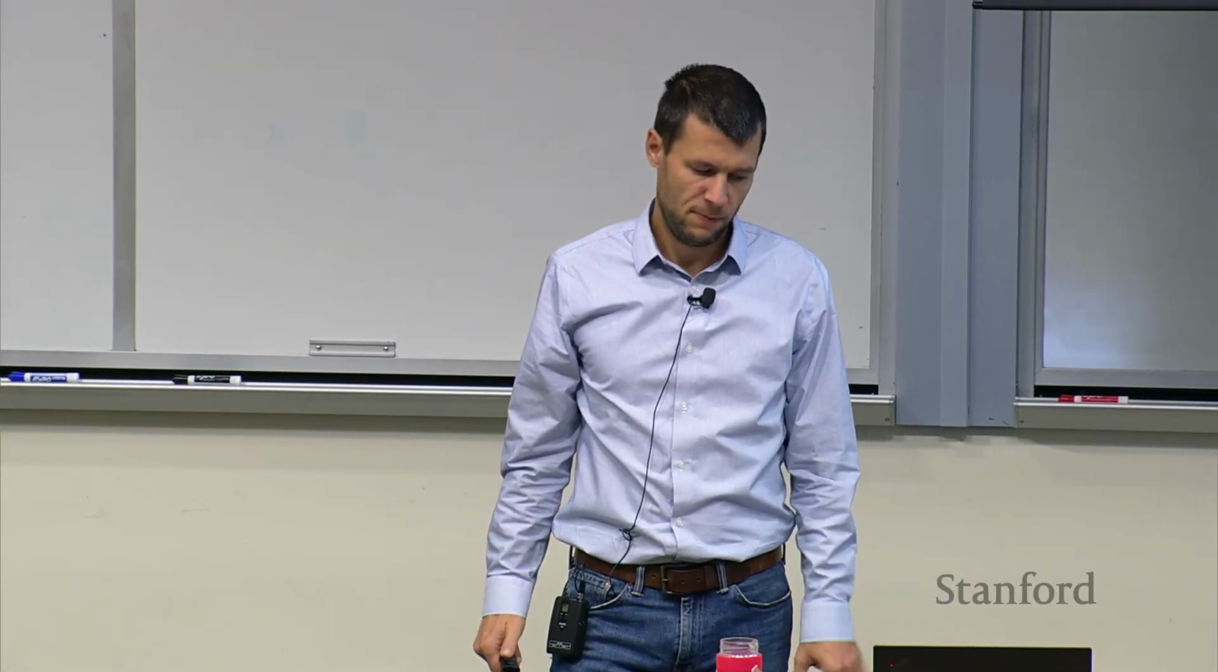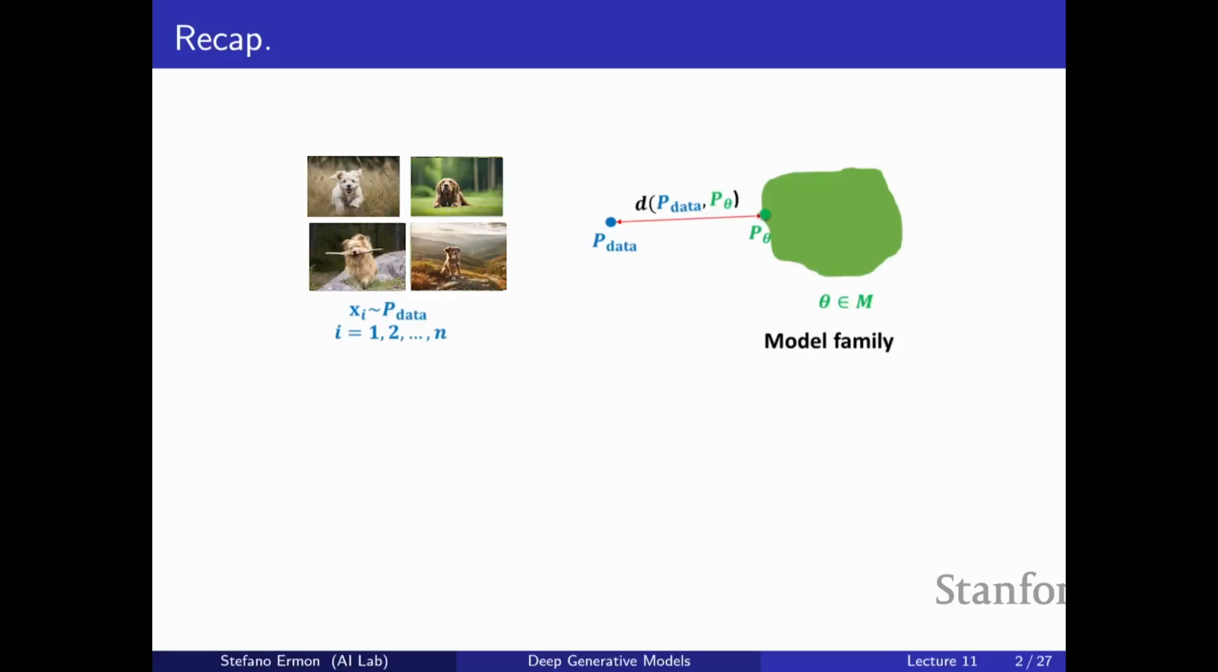As a recap, remember this is the high-level picture which I think summarizes pretty well the design space when you're trying to build a generative model. You have data coming from some unknown data distribution, and you have IID samples from it. You always need to define some kind of model family, and then you need to define a loss function that basically tells you how good your model is compared to the data distribution.